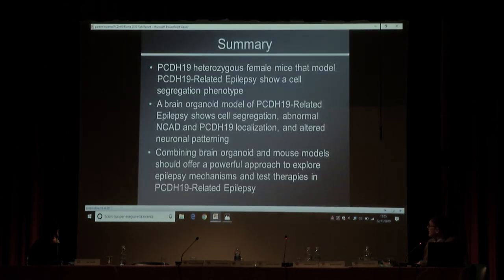And with that, I'll just summarize: our heterozygous knockout female mice that model PCDH19-related epilepsies show a cell segregation phenotype. The brain organoid model shows similar cell segregation, as well as abnormal N-cadherin and PCDH19 localization and altered neuronal patterning. And I think combining the two, the brain organoid and the mouse model, should offer a powerful approach to look at seizure mechanisms and to test drugs in these models to better understand PCDH19-related epilepsy.